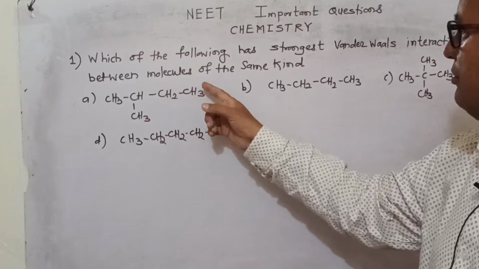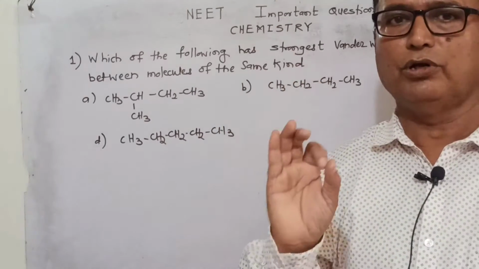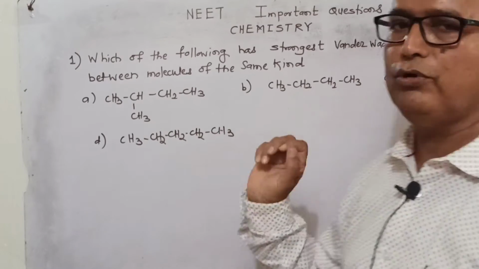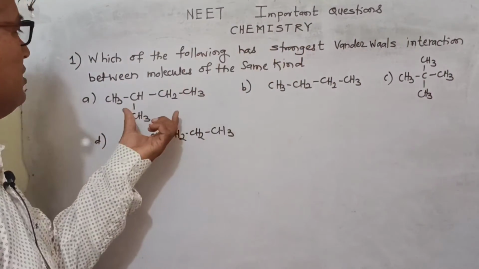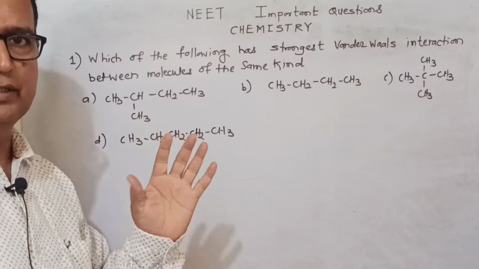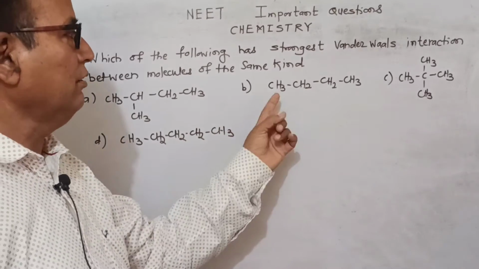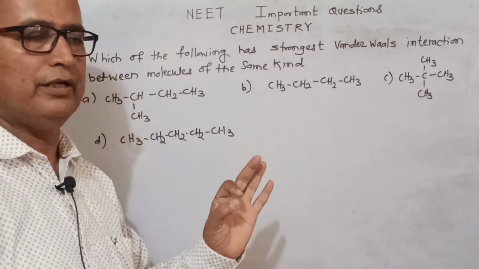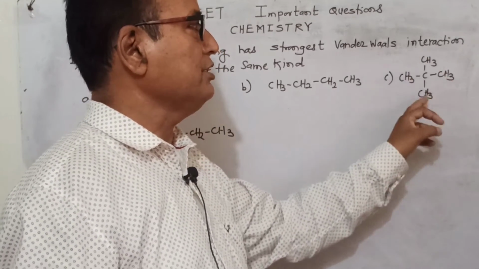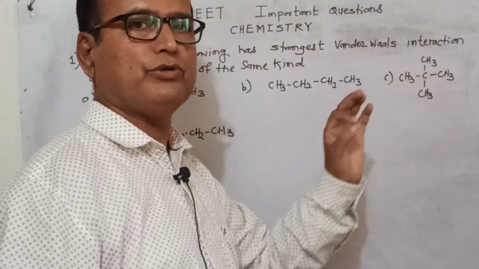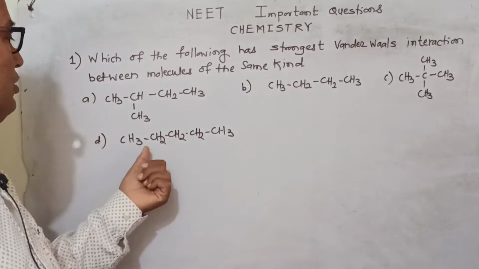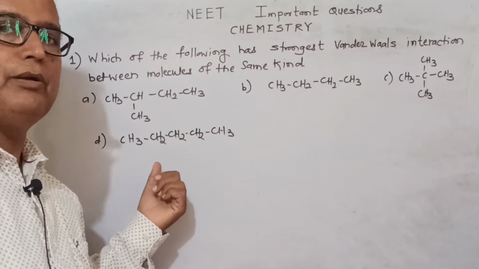Strongest van der Waals interaction between molecules of the same kind. This is molecule number 1, number 2, number 3, number 4. The first molecule is 2-methyl butane. Here, n-butane. It is neopentane. And it is normal pentane.